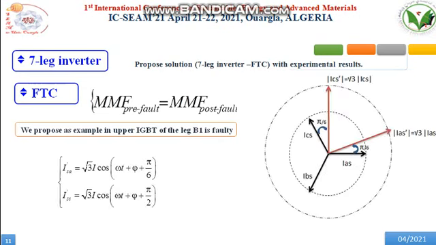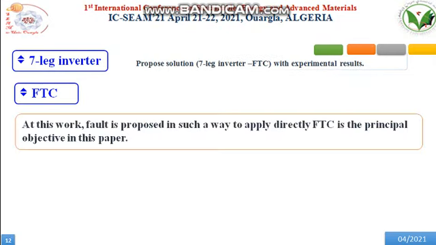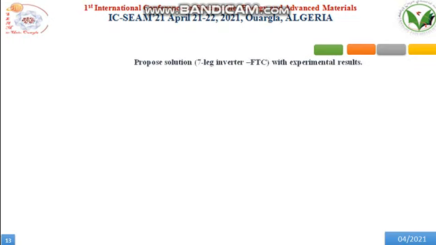These vectors present two cases, normal and fault. The normal case is presented by the black vector IBC, and the fault case by the red vectors, which are the remaining AC currents, after eliminating the faulty leg B, augmented by root 3 and shifted by an angle. These equations present the post-fault currents. In this work, the fault is proposed in such a way as to apply FTC directly, which is the principal objective of this paper.